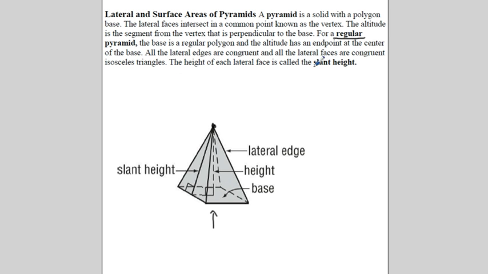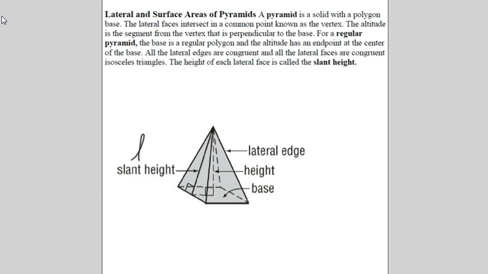The height in each of the lateral faces is called the slant height. It's very important that you understand the difference between slant height, which goes right down the center of the lateral face, versus the regular height of the whole pyramid. The slant height is just for the lateral faces. The regular height is for the whole pyramid. Slant height will be noted with the lowercase l. We usually write it in cursive to distinguish it from a 1.